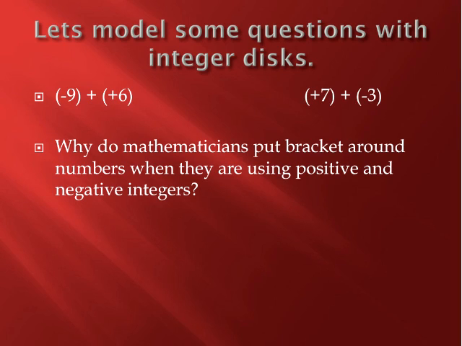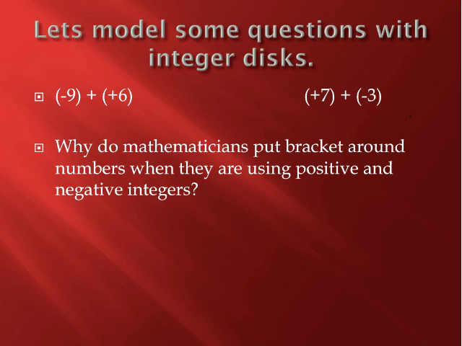All right. So let's model some questions with integer discs. We have -9 plus +6. And if you've got paper, you can start doing this now. And we have -7 plus +7 plus -3. So I'm going to try and get my circle. I'm going to make it. I'm going to try and change the color to red.